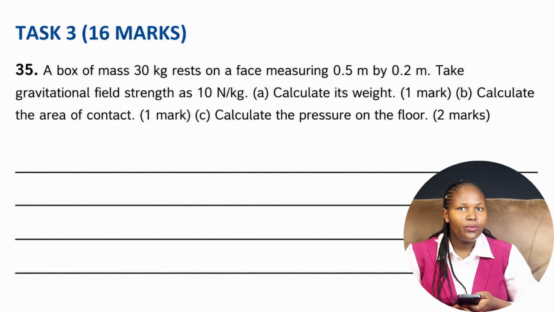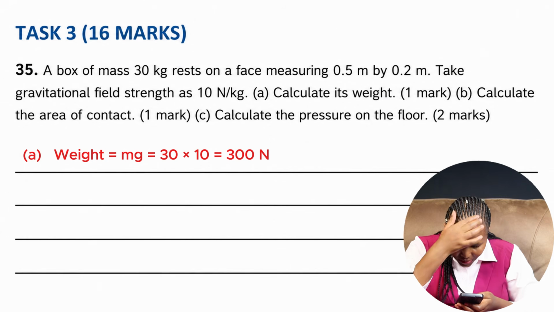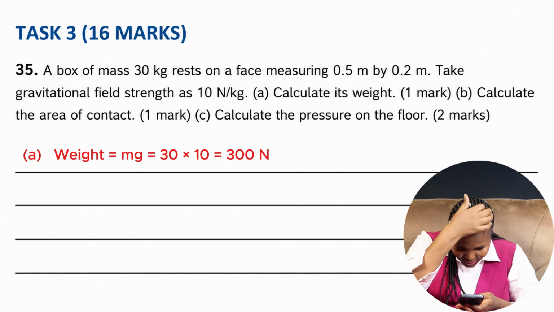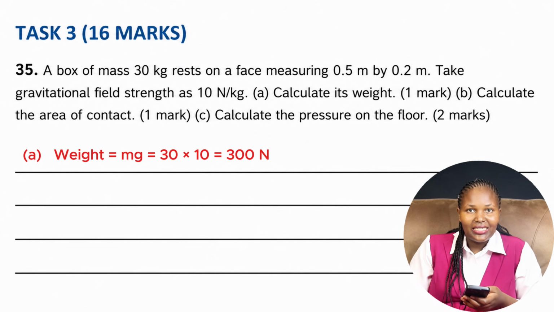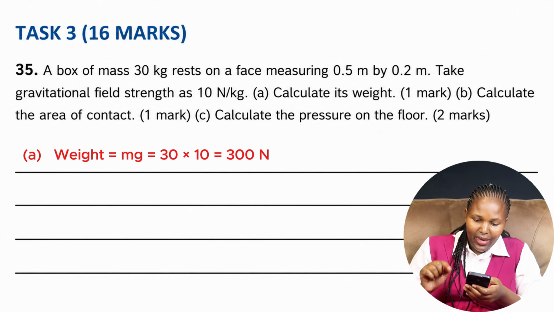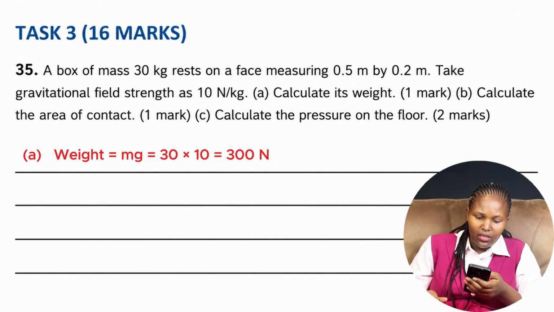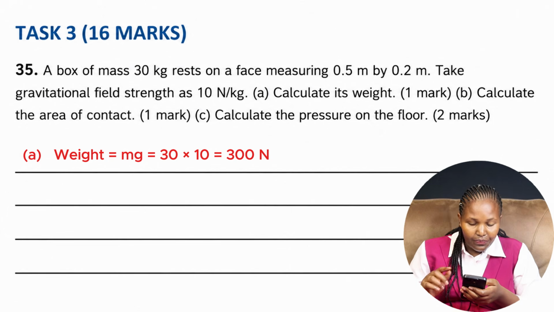For weight we are going to take 30 multiplied by 10. Why? Because we have the gravitational field strength, which is 10, and we have the mass of the box, which is 30 kg. When you take 30 multiplied by 10, because that is N per kg, it is like N over kg, multiplied by 30 kg, and that is going to give us 300 N. So that is the weight of this box.